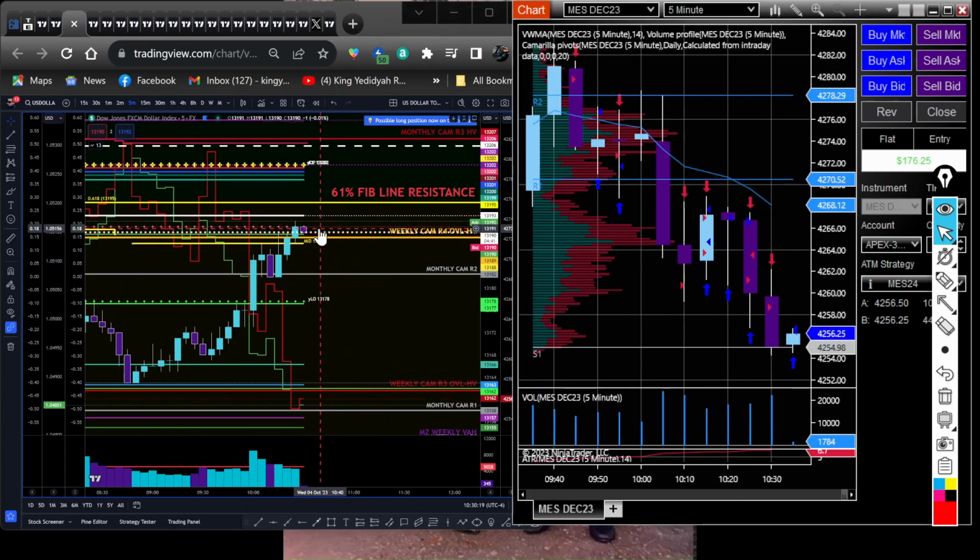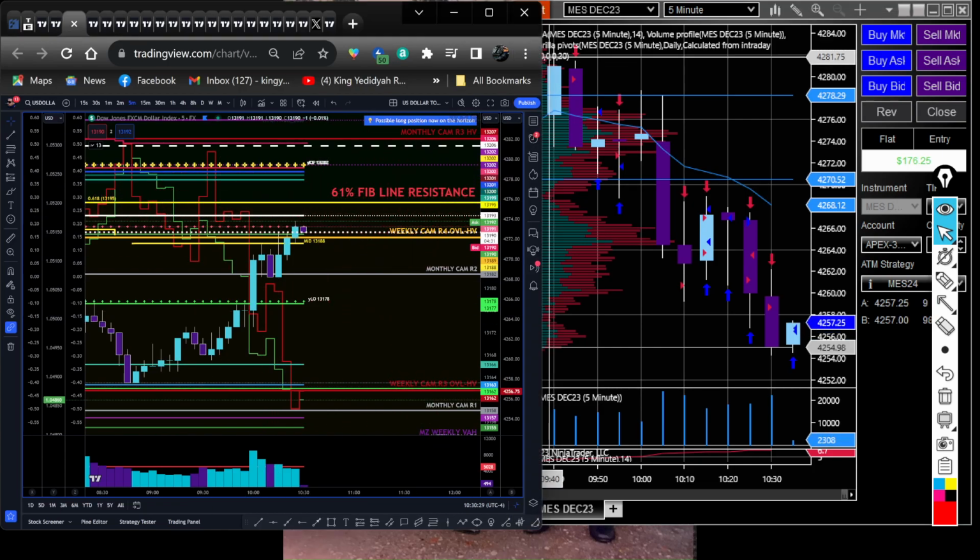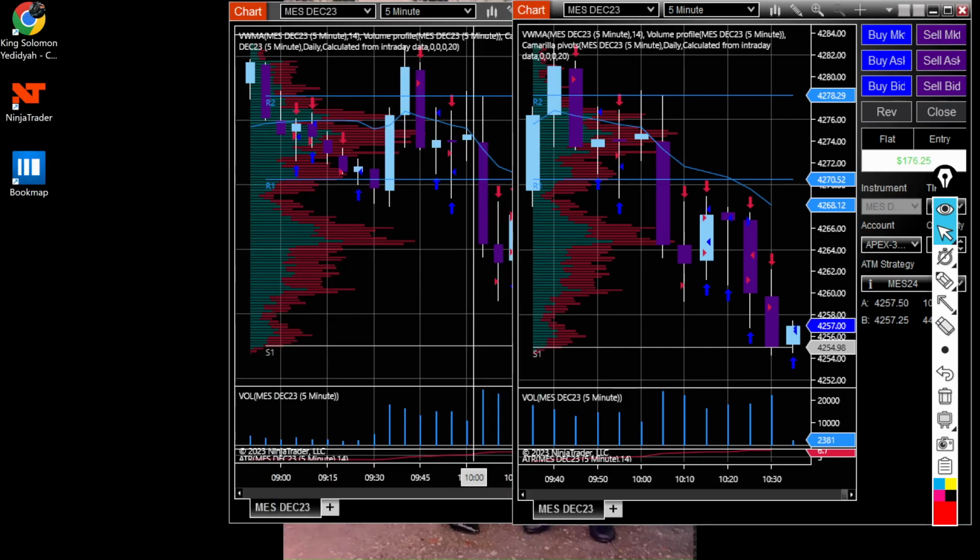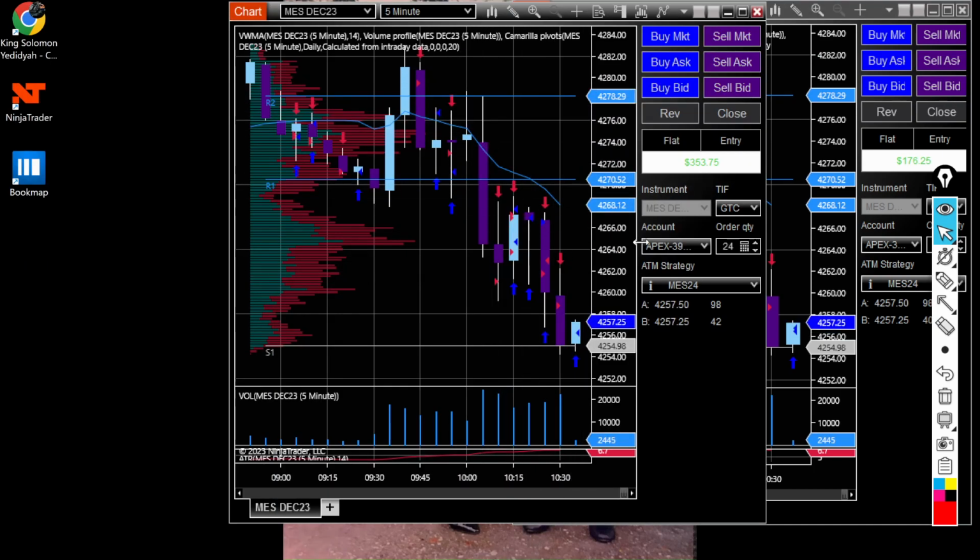in this trade, man. Certain levels, like that VWAP level for the US dollar to push up against and the 61% fib line resistance, it's not really a good look for this trade. So got back green on the day. 353 on this one, 176 on this one.